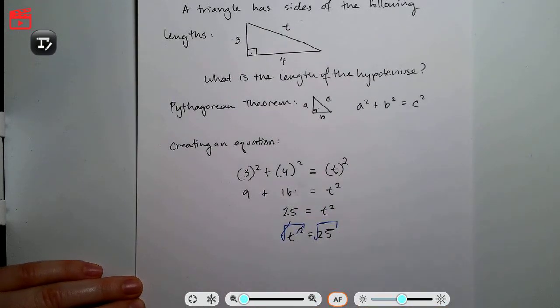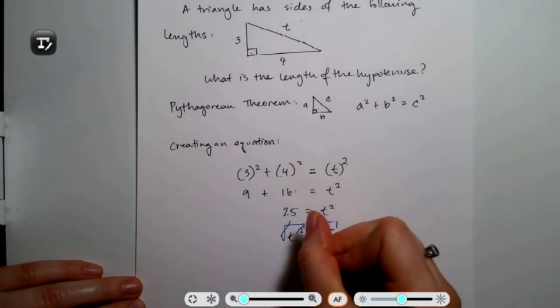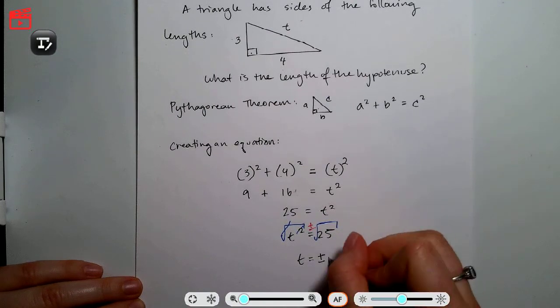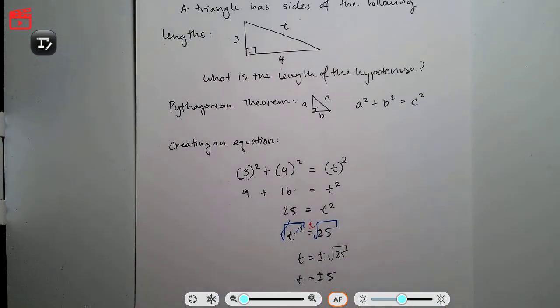And then when I do that, what do I need? Plus or minus. So t equals plus or minus the square root of 25. And simplifying that, t equals plus or minus 5. All right, but we have to pause and ask ourselves a question here. I have two answers, 5 and negative 5. Do they both make sense for this word problem?